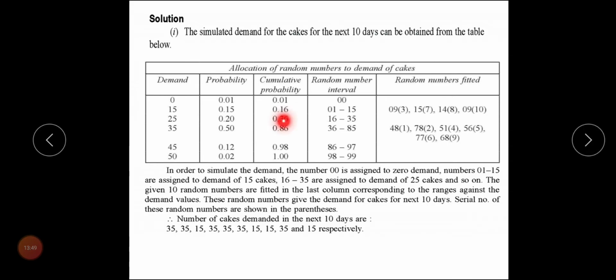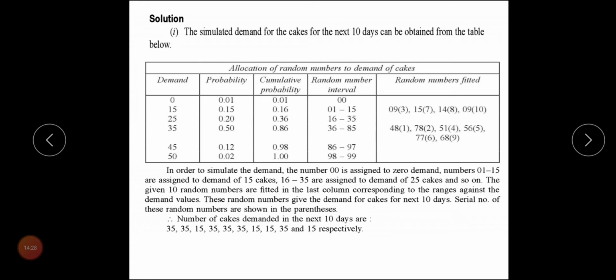Similarly 0.36 plus 0.50, that is 0.86. 0.86 plus 0.12 is 0.98. 0.98 plus 0.02 is 1. So this is the cumulative probability and the last will be 1. It should not exceed 1. Then select random variables. These random numbers should be between 0 and 99.